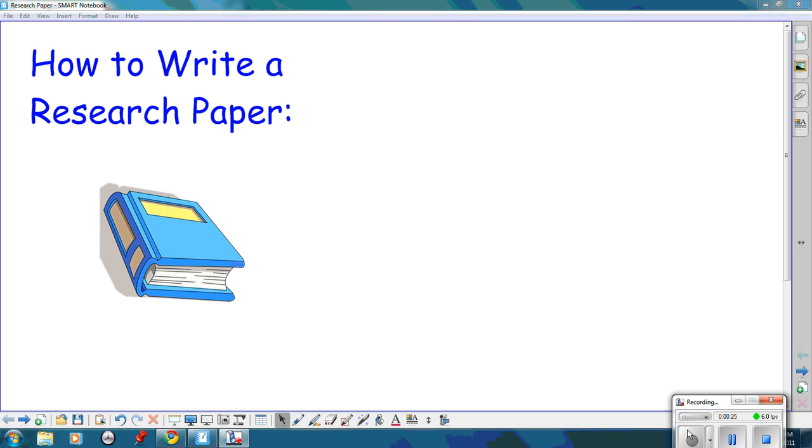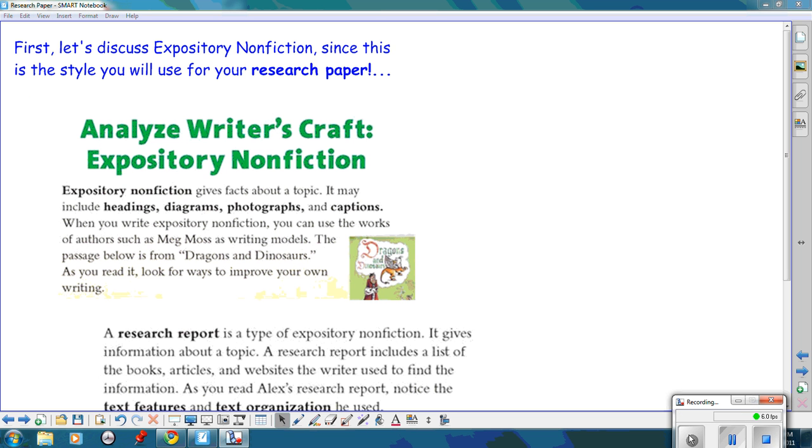for your research paper. You will also see a student sample of a research paper, and we will take a look at the steps that student took to write that research paper. Writing a research paper may seem to be a big challenge, but once you break down the process into smaller steps and complete each step one step at a time, it becomes easier than you think.